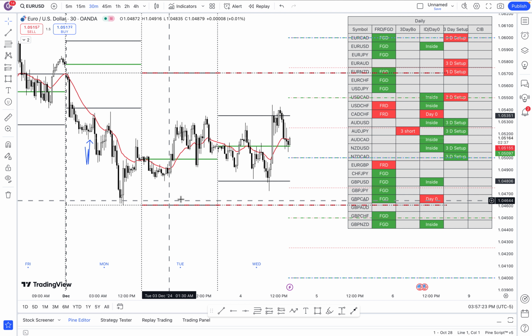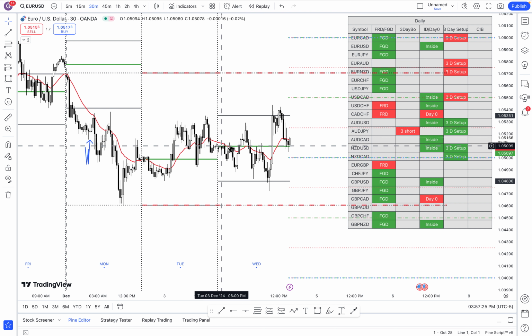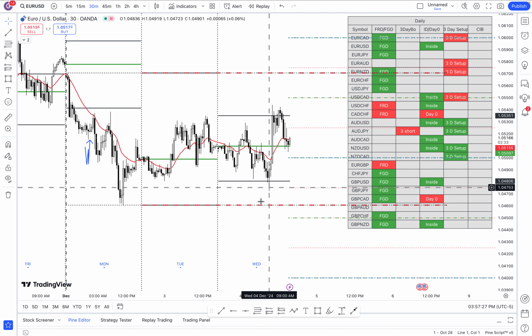So we can see it's also an FGD. They triggered the low, put in a pin hammer. This is the 30 minute.